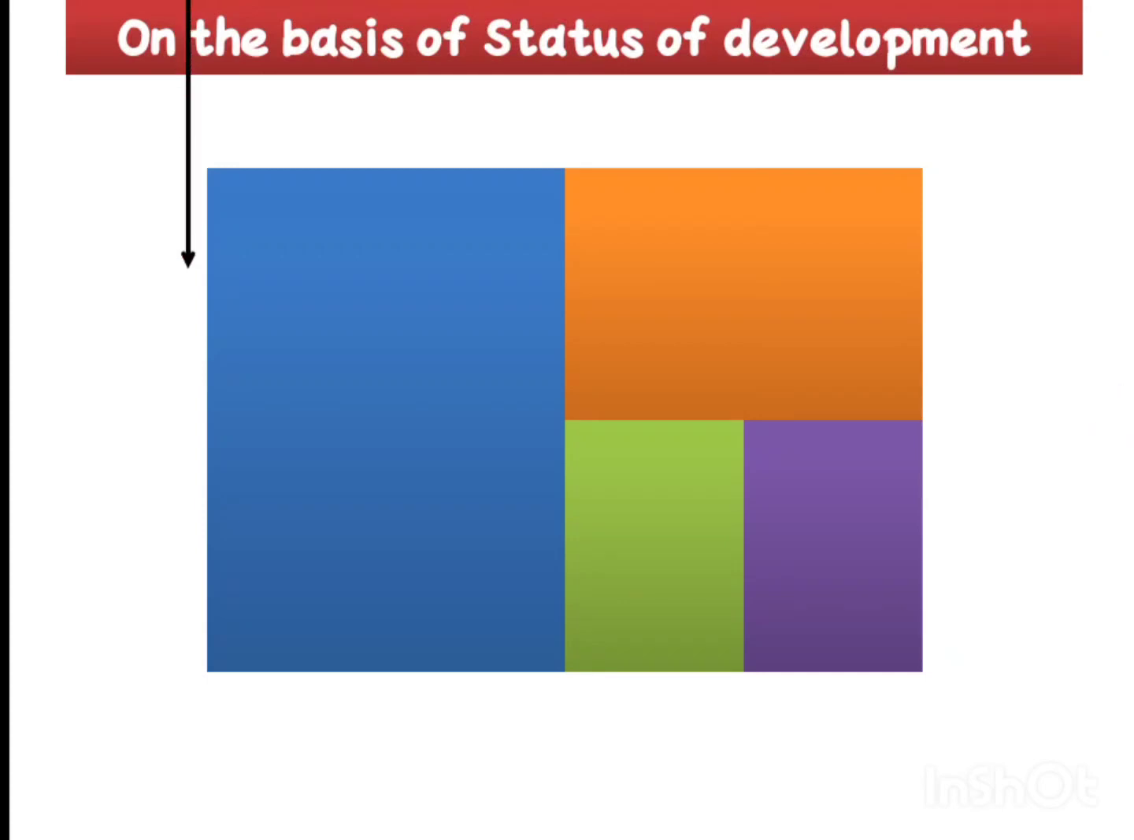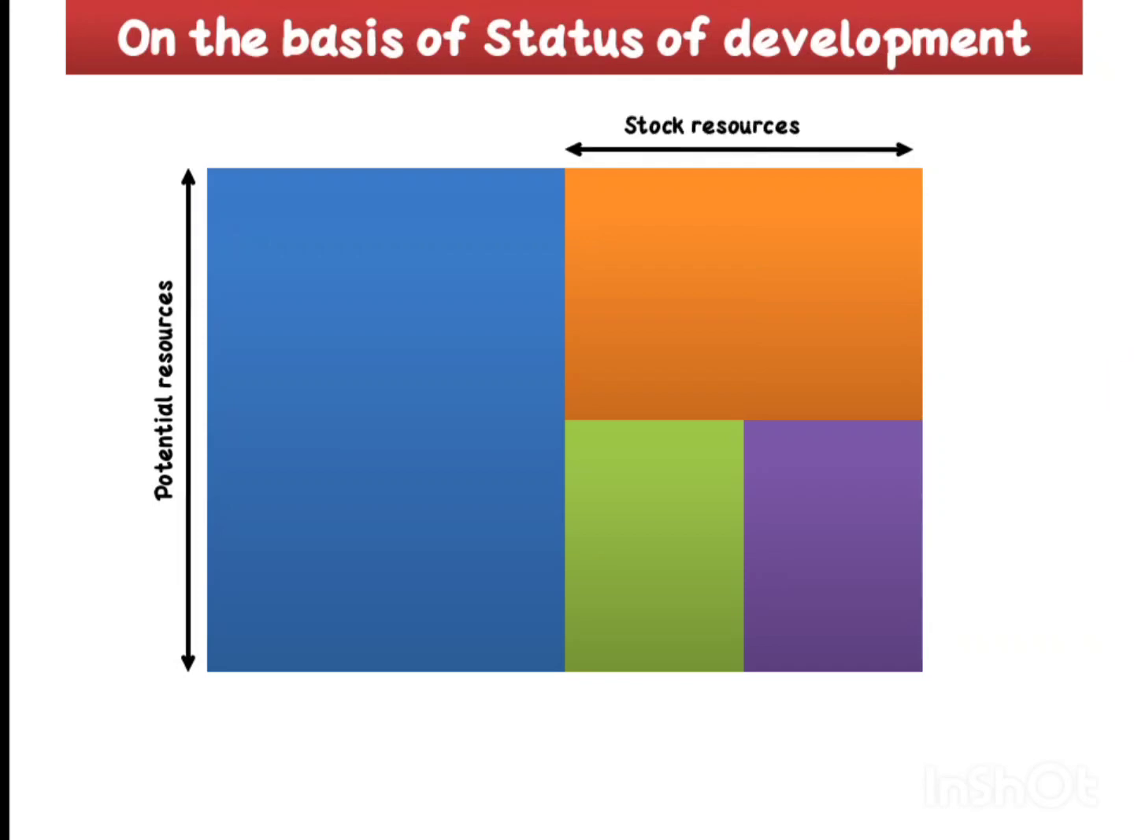So here you can see several blocks are present: blue, orange, green, and purple. These four blocks are present over here. The blue block represents the potential resources. Potential resources are the resources which have much efficiency, but their technology is not developed to use that particular resource.